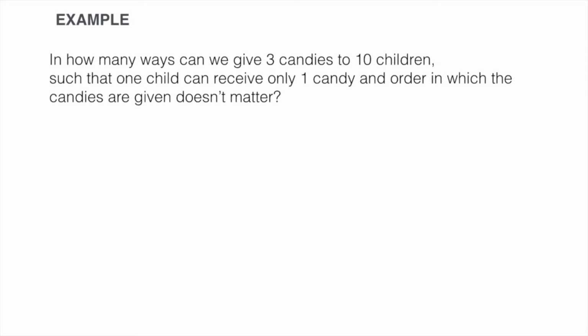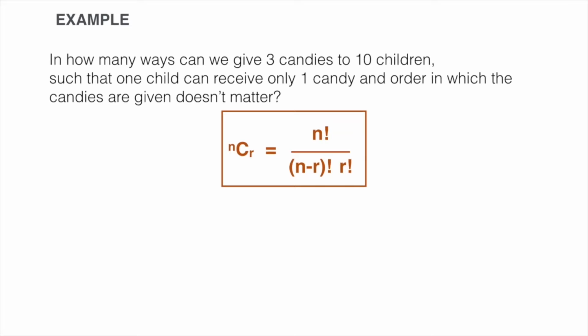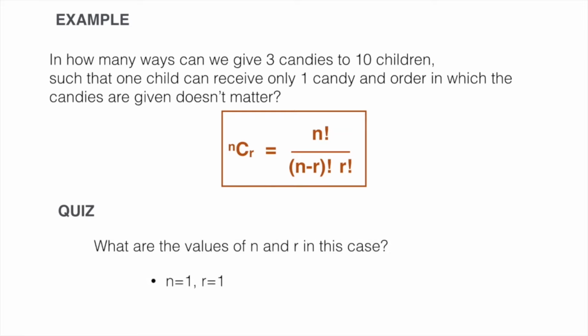In how many ways can we give 3 candies to 10 children such that one child can receive only 1 candy and the order in which the candies are distributed doesn't matter? We will use the formula for nCr to solve this. Actually, let's do a quiz. What do you think will be the values for n and r in this case? Is it n equals 1, r equals 1? Or n equals 3, r equals 10? Or n equals 10, r equals 10? Or is it n equals 10, r equals 3?